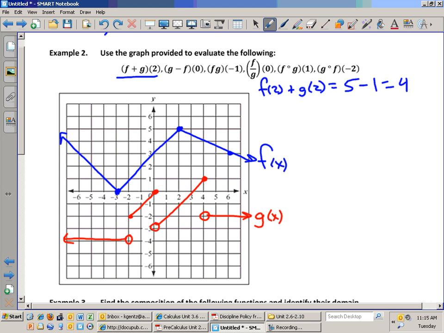So that's graphical addition, you guys. We'll sketch it after we're done here if you want. G minus f of 0. So now I find, what's g of 0? So g of 0 would be at 0, the function has a value of 0. The y-coordinate is 0. Minus f of 0. F has a value of 3. The y-coordinate is 3 at 0, so I get negative 3.